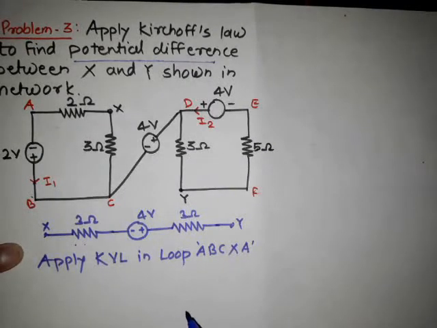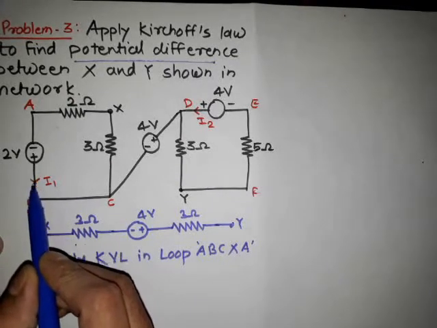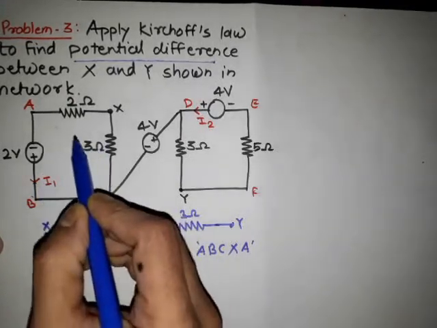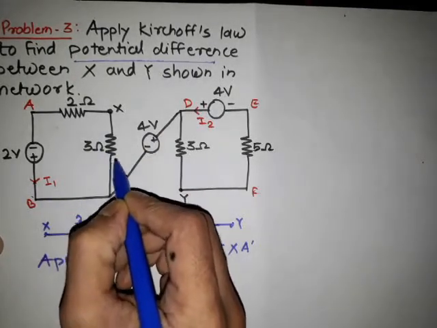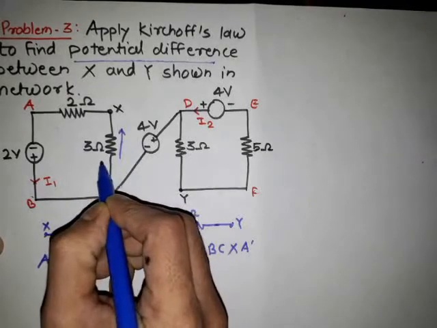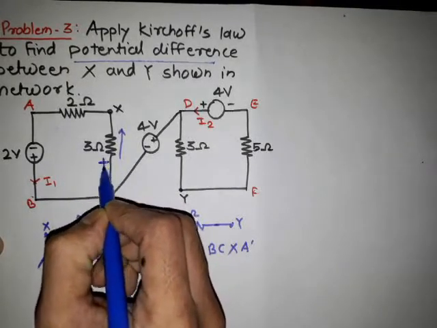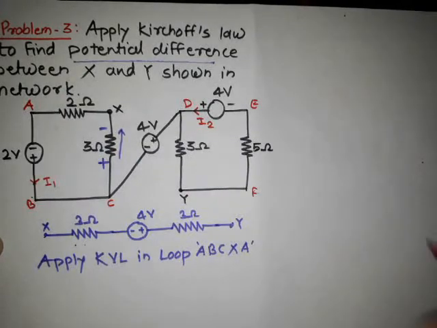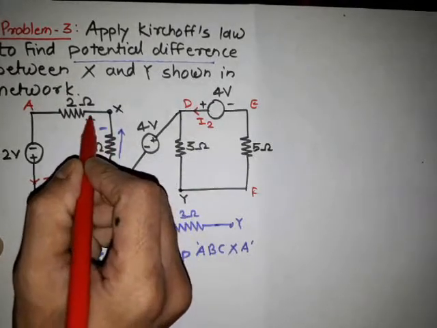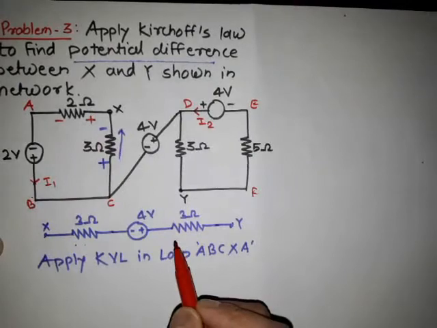Before that, we have to consider the sign conventions according to the actual direction of the current. Here the actual direction of the current is like this, anti-clockwise. That means this I1 is flowing through the 3 ohm resistor like this. Suppose I am considering the starting terminal is plus and the end terminal is minus. And for this resistor, the starting terminal is also plus, the end terminal minus.